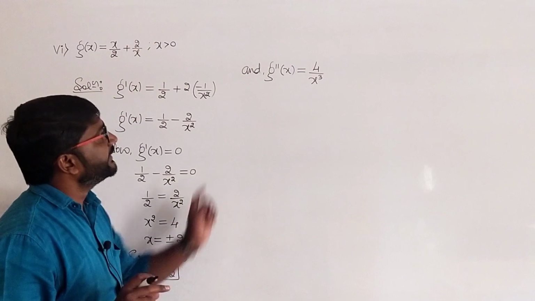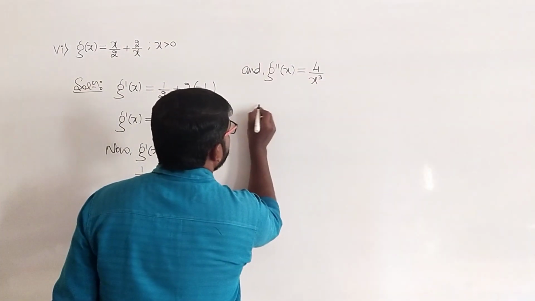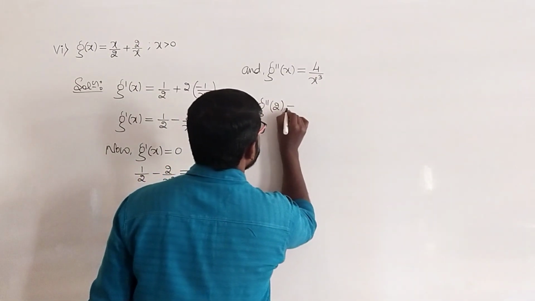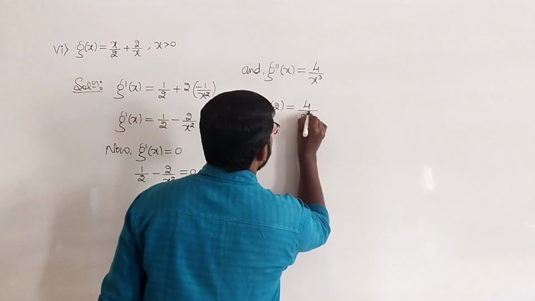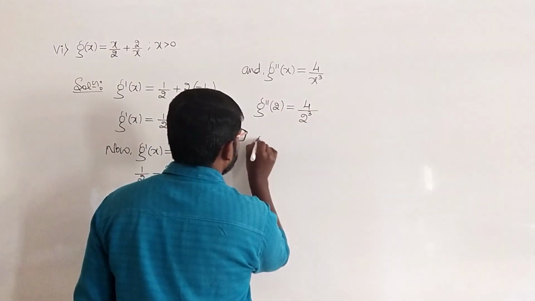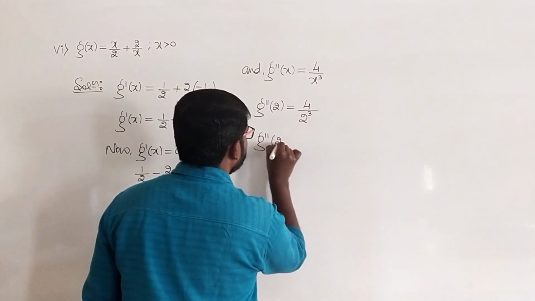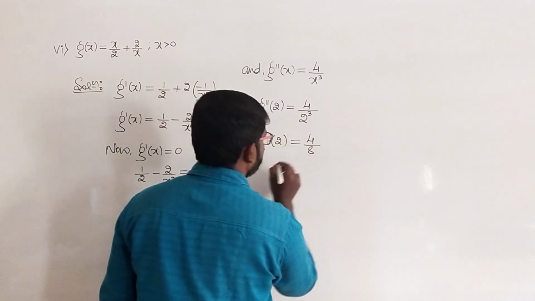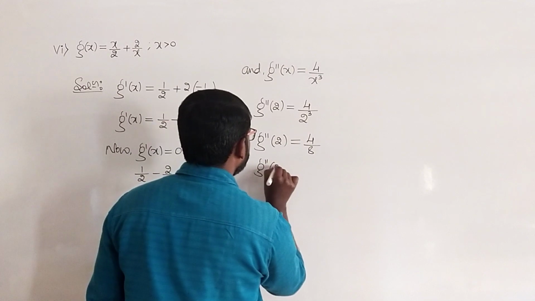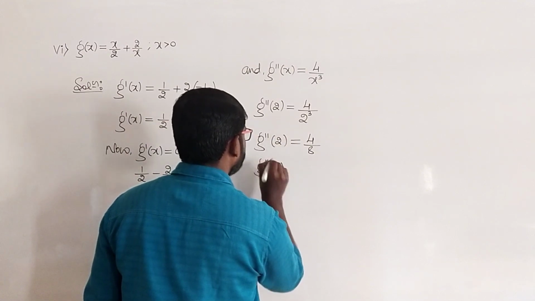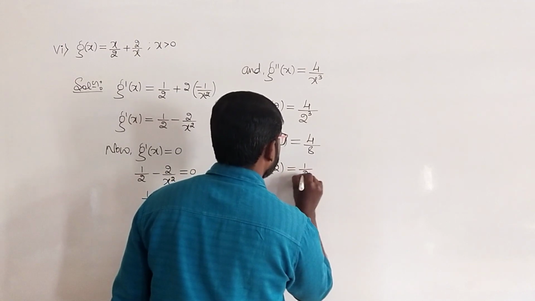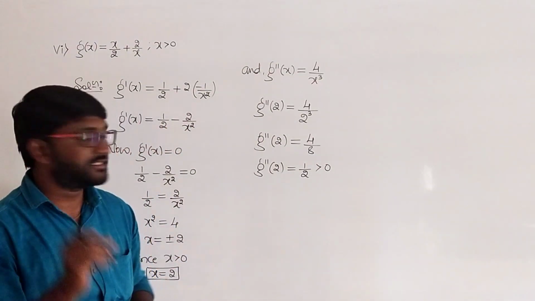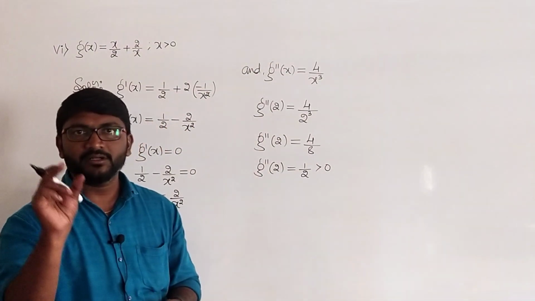Now we have to substitute the critical point in this equation. So here g double dash of 2, which is equals to 4 divided by 2 cube, that is 8. So g double dash of 2 equals 4 by 8. So it is 1s and 2s. So you get 1 by 2, which is greater than 0. So by the second derivative test, x equal to 2 is a point of local minima.